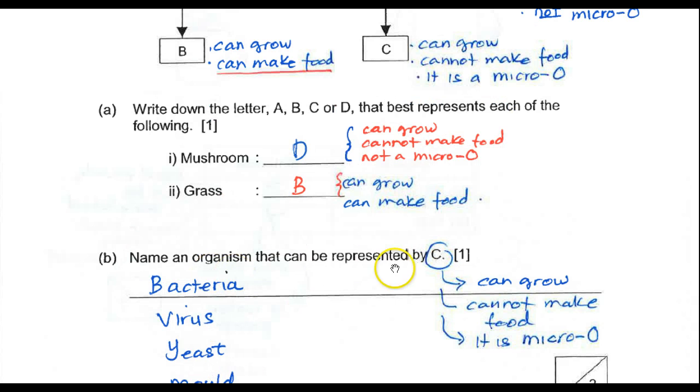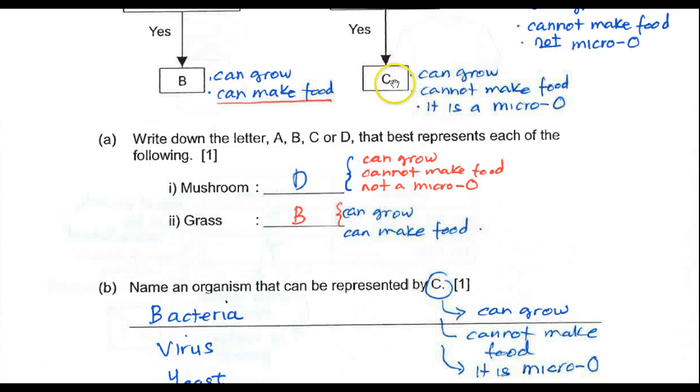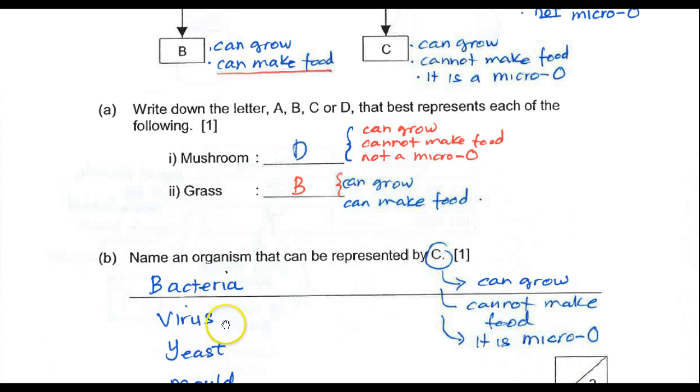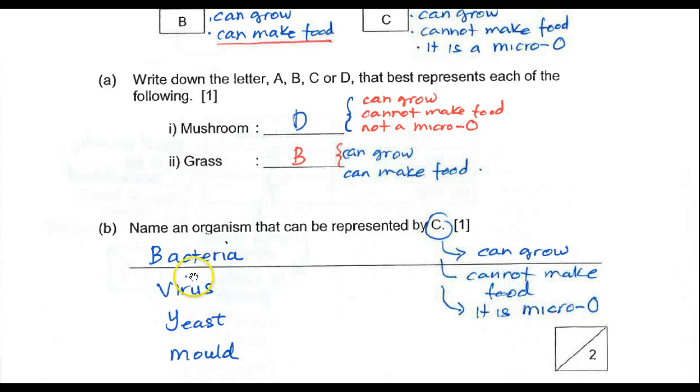Another organism which is a microorganism. C, look here. C is a microorganism. So name an organism, not a group. These are organisms: bacteria, virus, yeast, or mold.